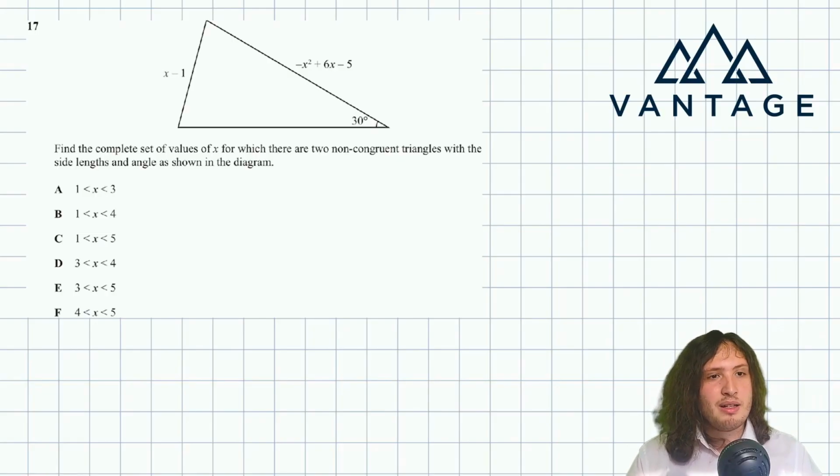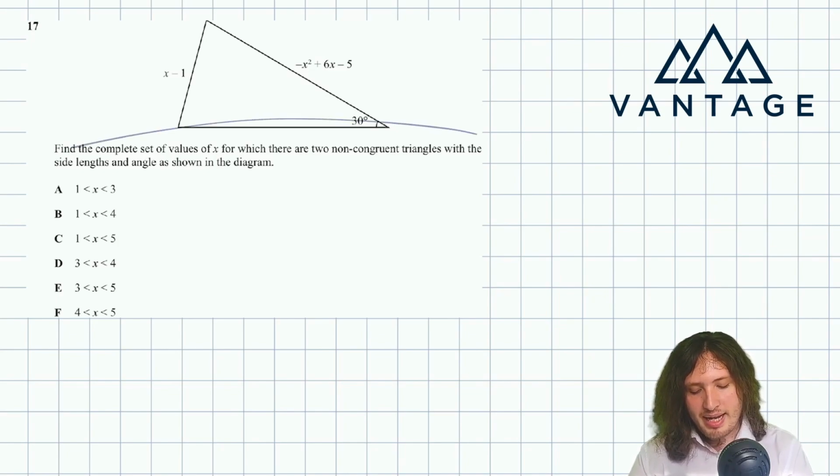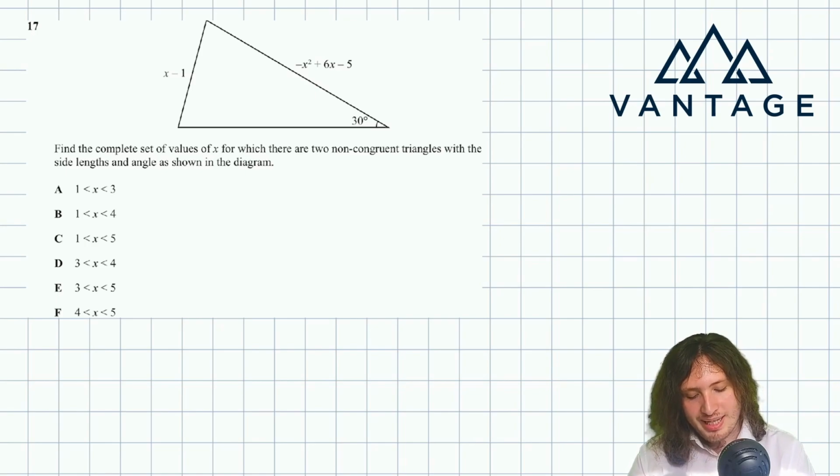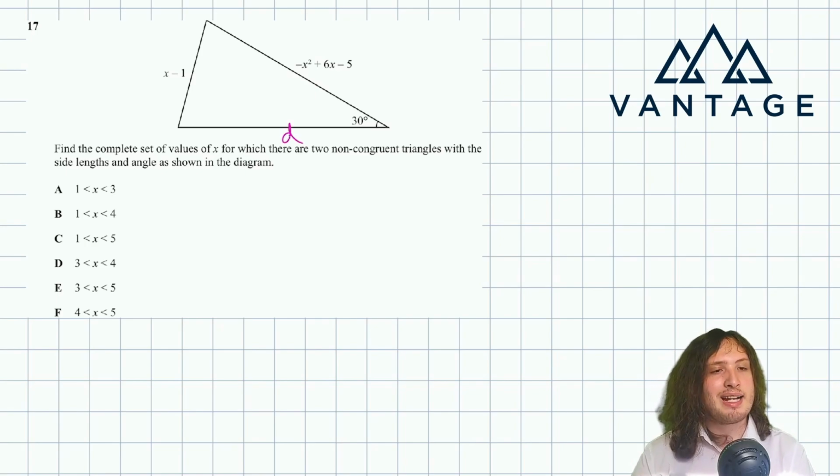In this question, we are given a diagram with a triangle which has some sides and some lengths marked on, at least in terms of x. We need to find the complete set of values of x for which there are two non-congruent triangles with such side lengths and angles. So I guess we should probably introduce a letter to describe the one side length we don't have. Let's call it d. Always helpful to give unknown quantities a letter so that we can play with them algebraically.